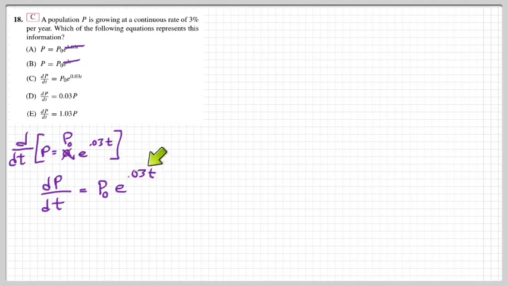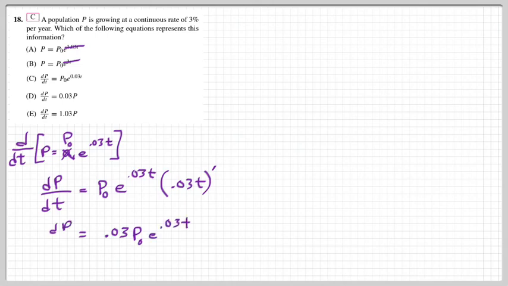But when we have something inside the exponent, we have to use the chain rule and multiply it by what's inside's derivative, or prime. Okay, so I have to take the derivative of this, which is just going to be 0.03. So I have 0.03 P naught e to the 0.03t equaling dP over dt. And if I look at my answers, I don't see it yet. The answer is not there. There are some answers that are kind of close to it, but they're not exactly it.